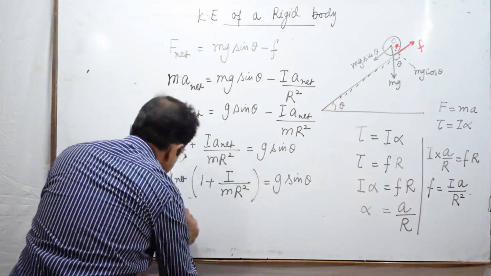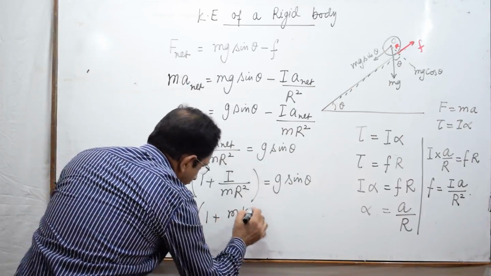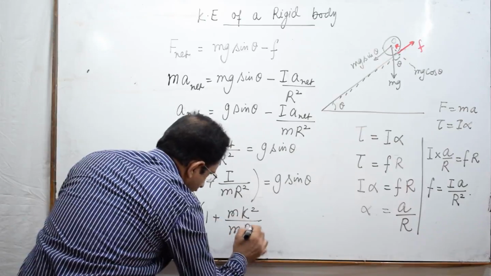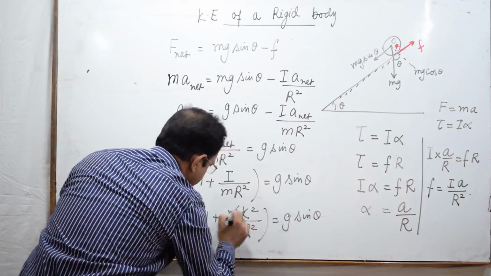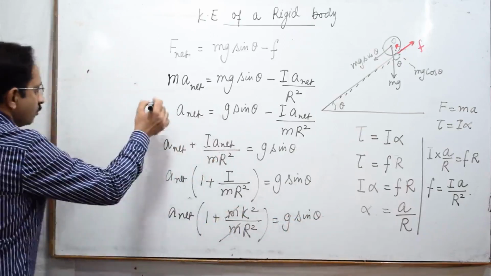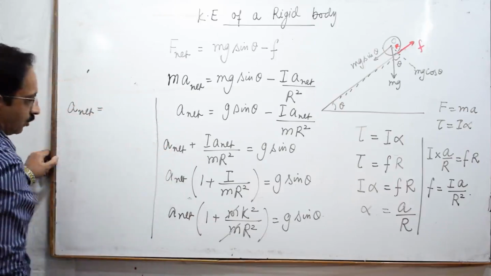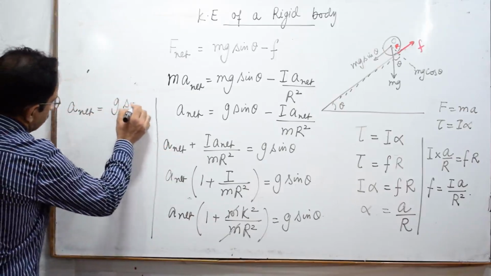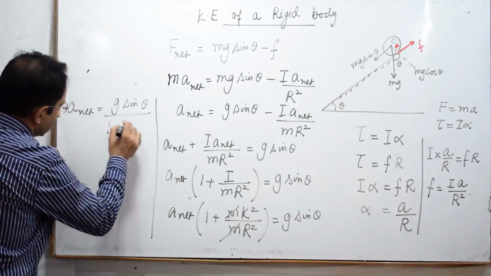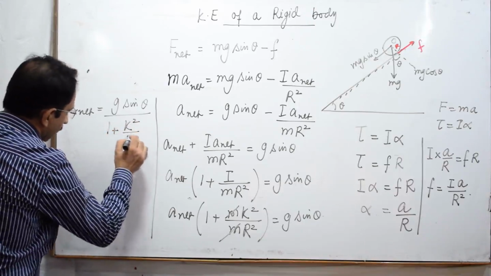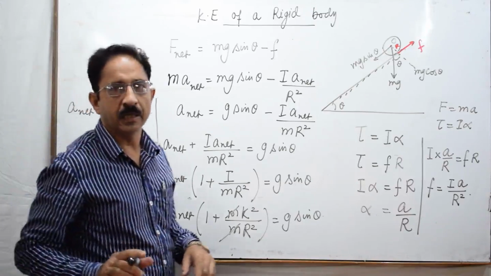So we can write this as a net into 1 plus m k square divided by m r square is equal to g sin theta. And once I cancel out m and m, I have the final expression, a net, which would be equal to g sin theta divided by 1 plus k square divided by r square.